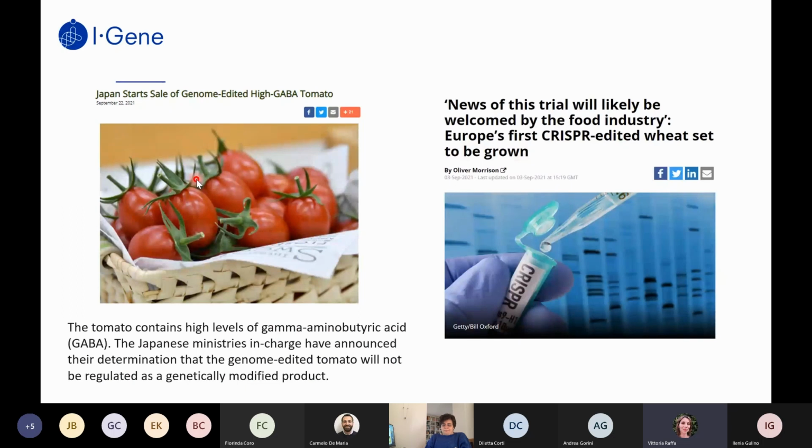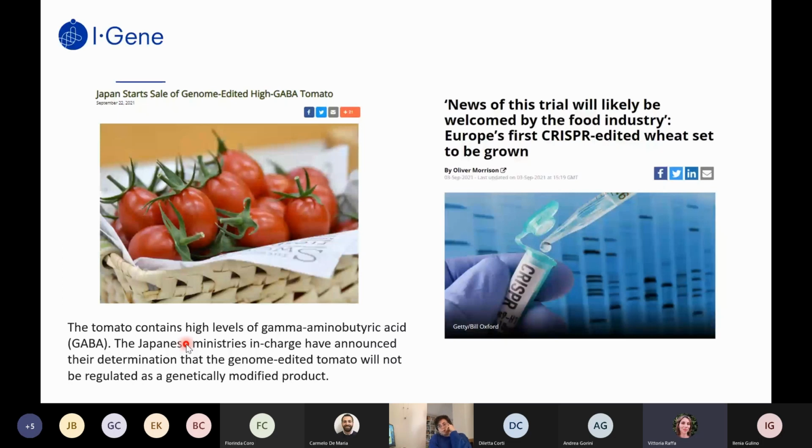For which reason did we perform the editing? The editing was performed to increase the level of GABA, which is gamma-aminobutyric acid. Why do we want a higher concentration of this nutrient? Because this helps to decrease blood pressure. So it's a very important nutrient, and this is why Japanese scientists produced this CRISPR tomato and put it on the market. What about Europe?